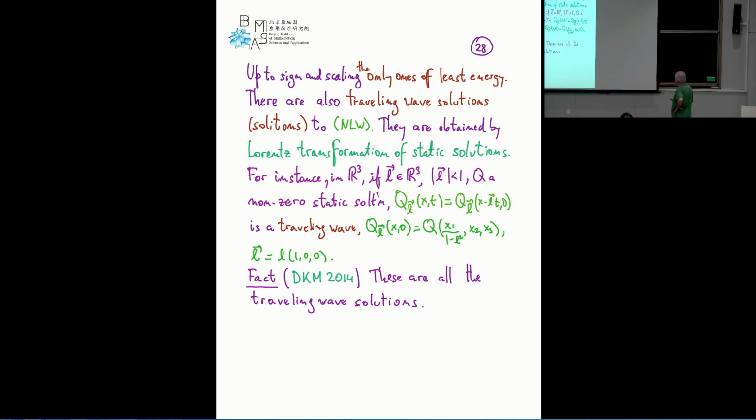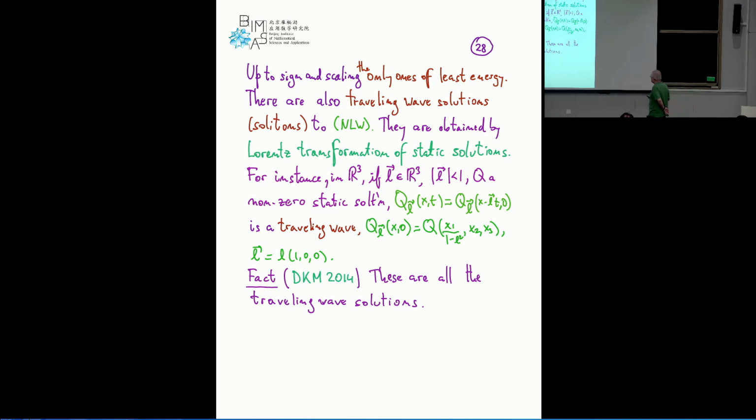So in R^3, suppose that Q is a non-zero static solution. You do this kind of transformation, and for all subluminal directions, you get a new traveling wave solution now, which moves in time. In this model, the speed of light is 1, and that's why this is subluminal. Okay?